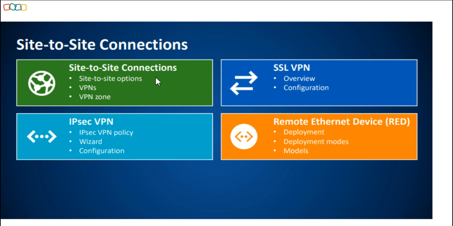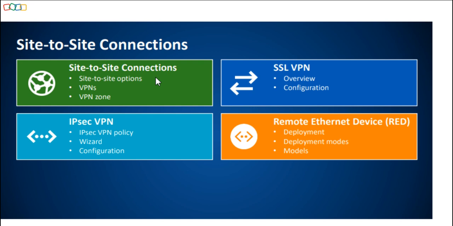We will see the overview and the configuration and how we can communicate between the head office and branch office with these two parameters. We look into the IPsec VPN policy with the help of the wizard. We will configure the IPsec VPN policy and troubleshoot in case it is not working.